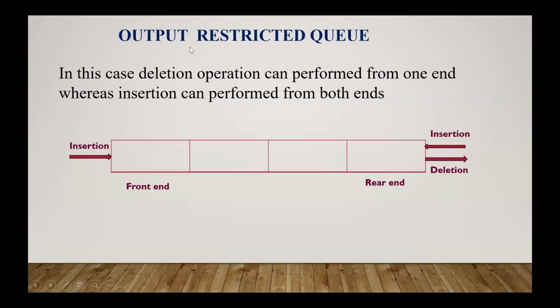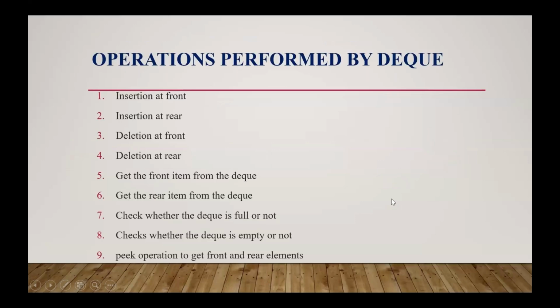That's why it is called the input restricted queue. Then output restricted: in this case, the deletion operation can be performed from one end, whereas the insertion operation can be performed at both ends. So output is restricted, deletion is restricted. Deletion is done from this end, but insertion can be performed at both the front end and the rear end. That's why it is called output restricted.